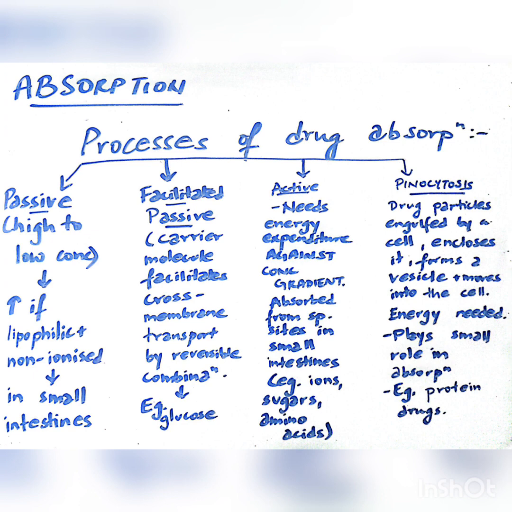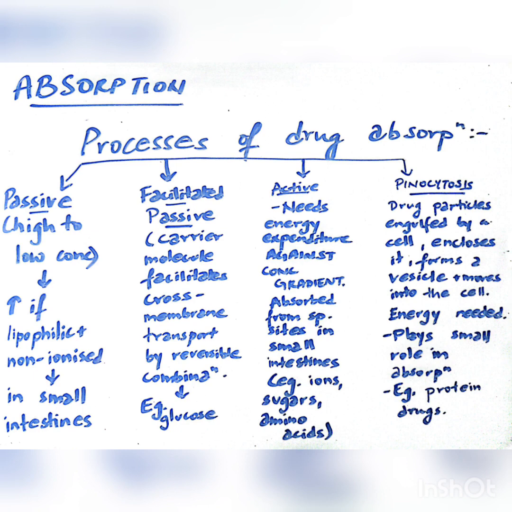The second is facilitated passive, where a carrier molecule on the cell membrane facilitates cross-membrane transport by a reversible combination, so it makes a reversible complex with the drug molecule and releases it inside the cell itself. For example, glucose. This again goes along the concentration gradient with no energy expenditure needed.